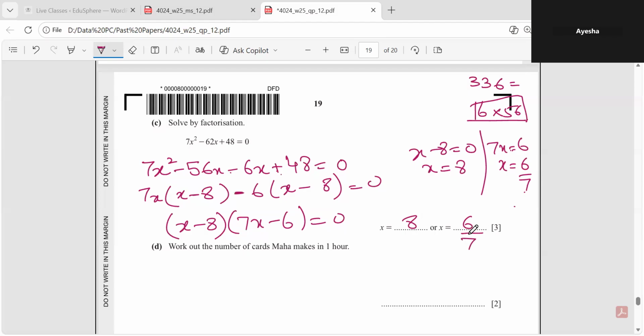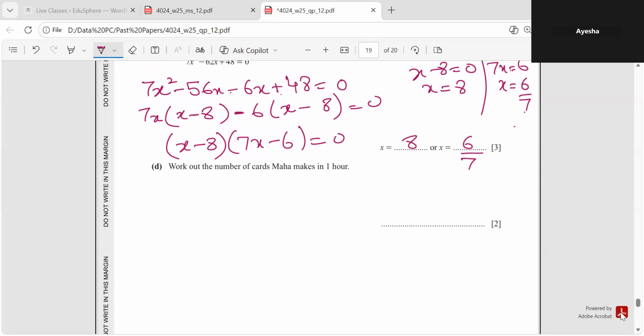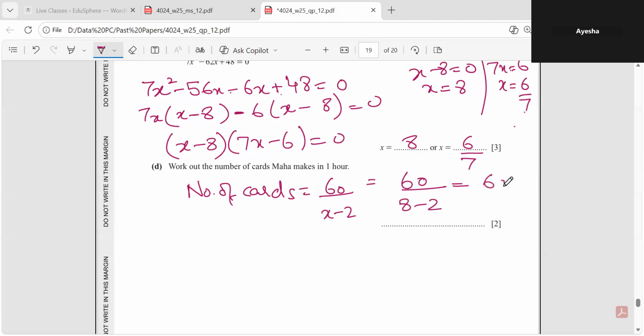Okay, now the last one is to work out the number of cards Maha made in 1 hour. First we know that the number of cards for Maha is 60 in 1 hour. So the total time is 60 over x minus 2. If we take the value of x as 6 by 7, it would be difficult because it would not be bigger than 2. So we'll be taking this one. So it will be 60 by 8 minus 2, which is 60 by 6. And 6 tens are 60. So 10 cards.